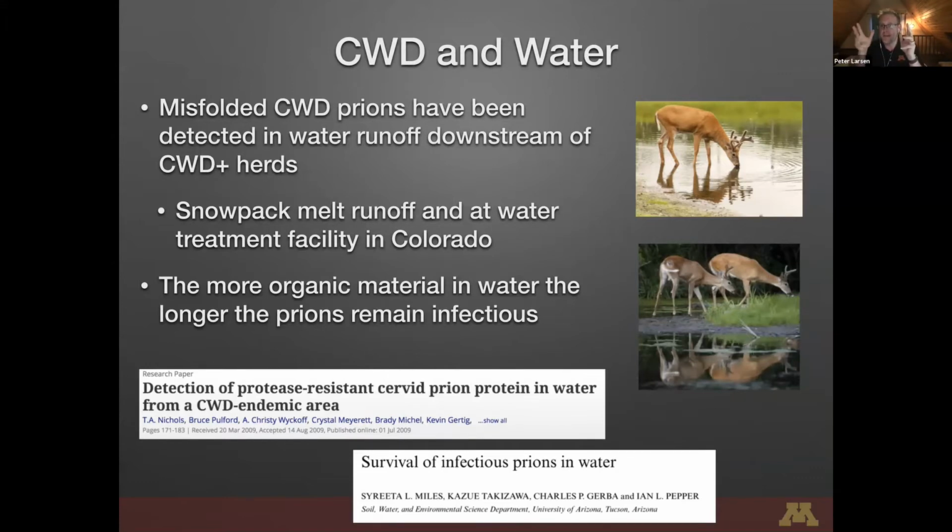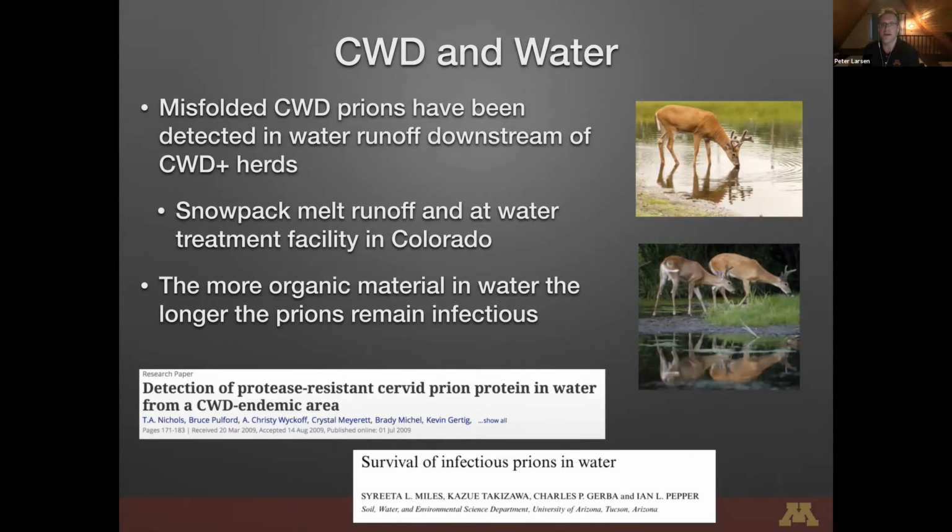So if you have a large herd and some percentage of those animals are positive and they're outputting prions every day into the environment, if that's occurring on snow, during the snowmelt, what this paper shows is that they're able to catch some of that water and then identify the misfolded prions in their water samples.